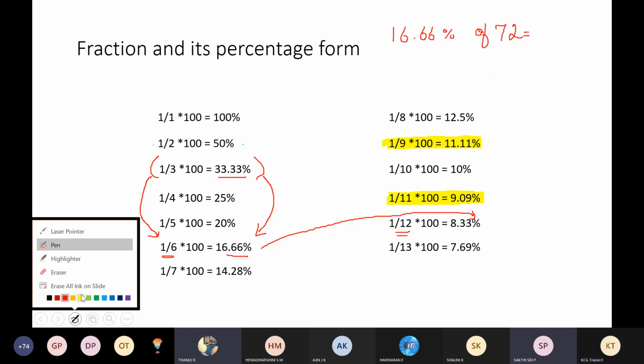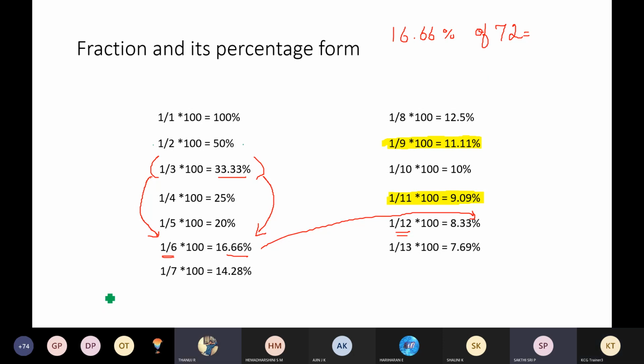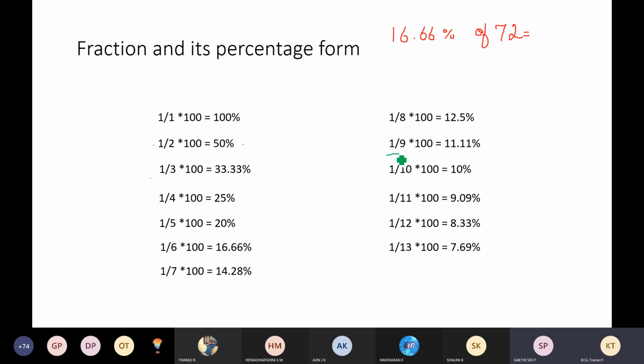Can you explain this table again, sir? I didn't get that 1 by 9 and 1 by 11 stuff. Okay. See, there is nothing much to explain. I want you guys to remember these values. That's what I told you. See, 1 by 9 into 100 actually is 11.11. If you divide 1 by 9 into 100, what is the value that you get? 11.11.